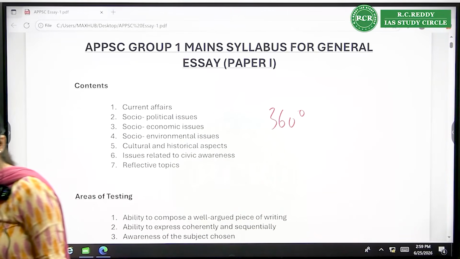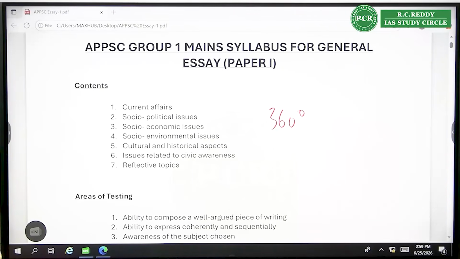Right? So these are some dimensions which I've talked about. In the essay, they're looking for, again, that you write as many dimensions as possible to show the depth of your knowledge. That is why they're asking you, do you have awareness about the topic, whatever you have chosen?